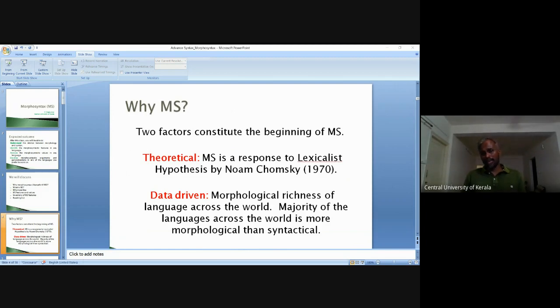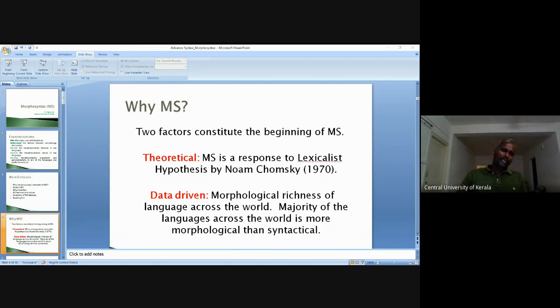Second thing, when you look at the languages across the world, out of 5,000 to 7,000 languages, only 10% of the languages are described and explained. So therefore, the rest of the languages are left undescribed. So as much as you describe languages, that much you will be able to know that the theoretical framework which we have been developing for centuries is not enough to describe those languages.